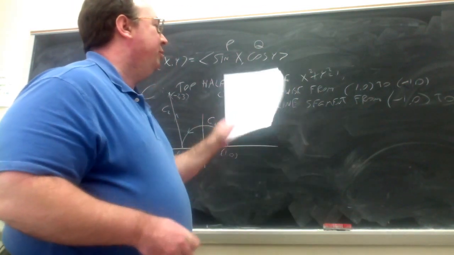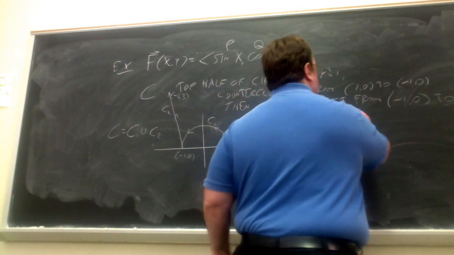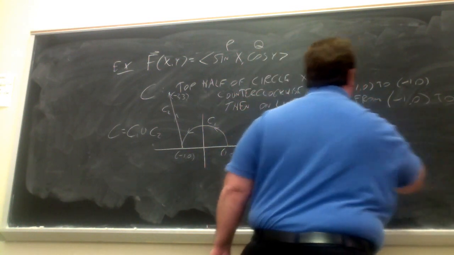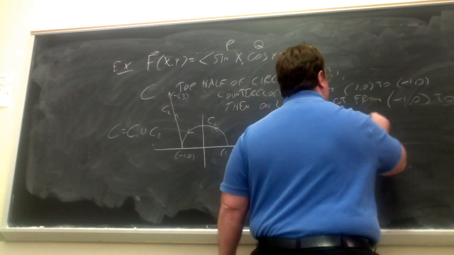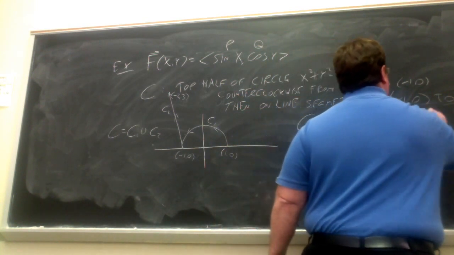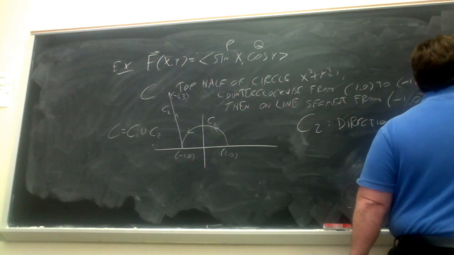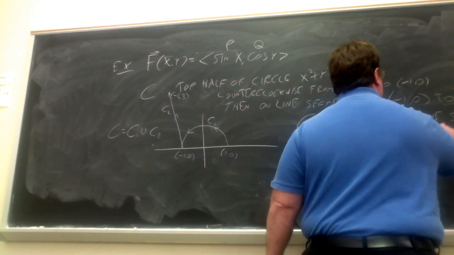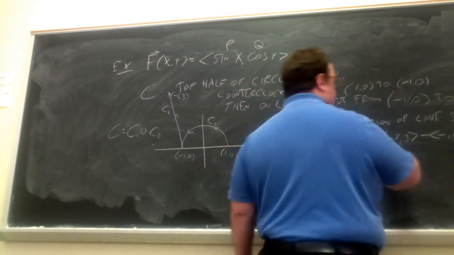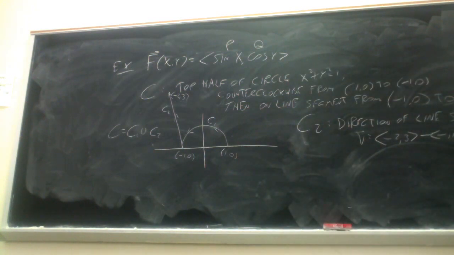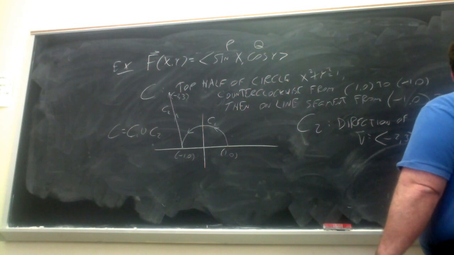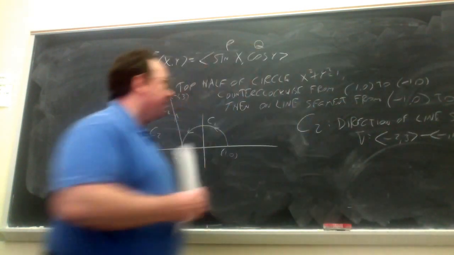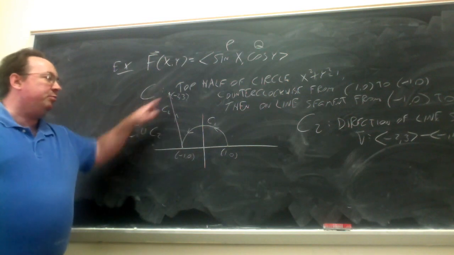So for C2, that goes from this point to this point, your direction of your line segment, I'll call V, is equal to the end point minus the starting point. So that's going to be minus 2 minus minus 1, and then 3 minus 0. So it's minus 1, 3. So that vector indicates the direction from this point to this point.